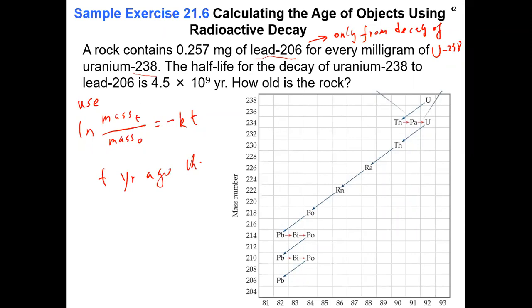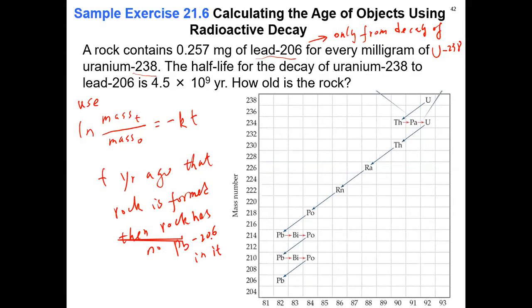T years ago, that rock is formed. Then, at that time, T years ago, that rock has no Pb206 in it. Maybe some other material. So we see only, in terms of these two nuclei, only this uranium-238. Right. So therefore, that amount of T years ago, that time will be zero. So now T years later, in modern days, that is our T.